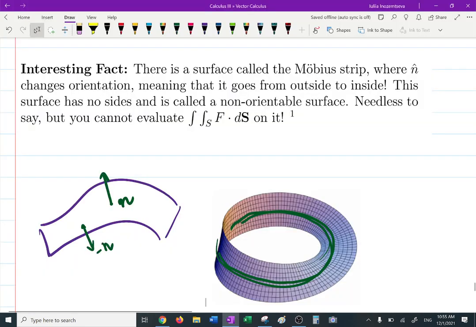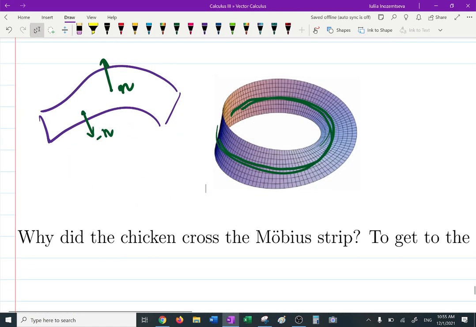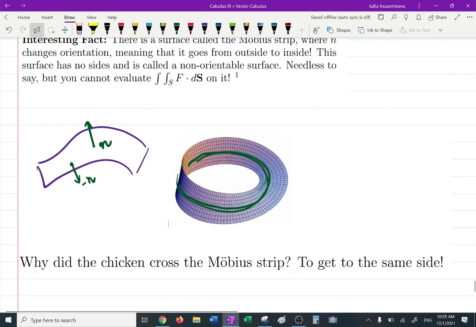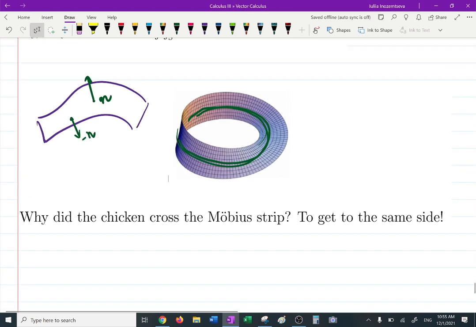So this is a pretty awesome idea. When was that discovered? We can check, yeah. And there's a joke about this. Why did the chicken cross the Mobius strip? To get to the same side. Oh, yeah, look at that. You liked it. I'm glad you liked it.